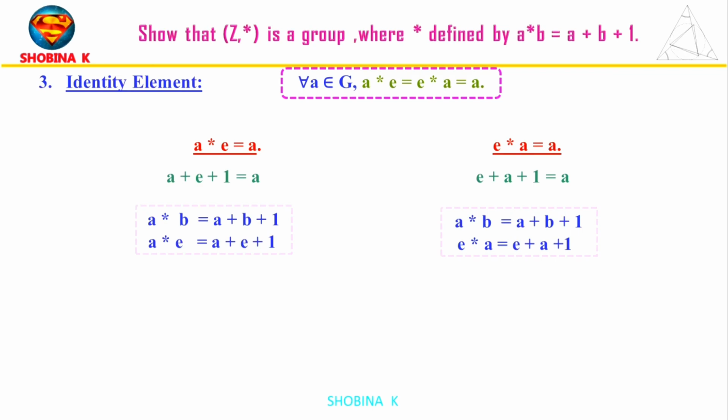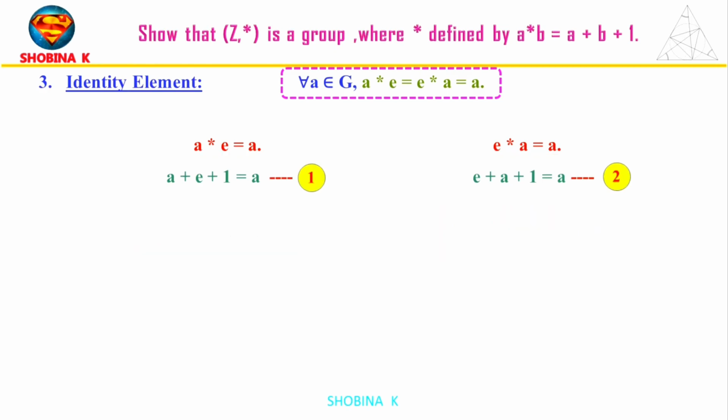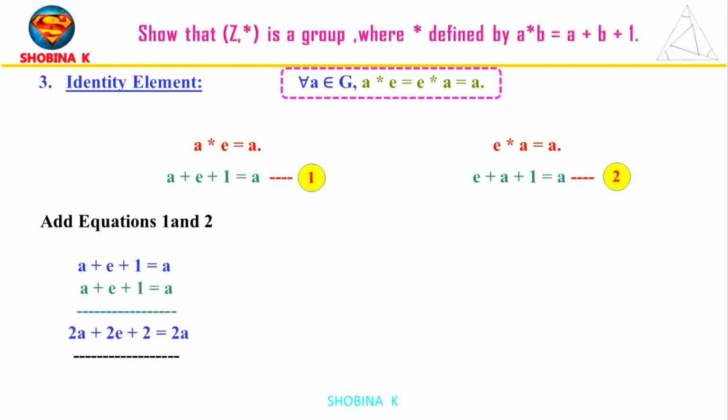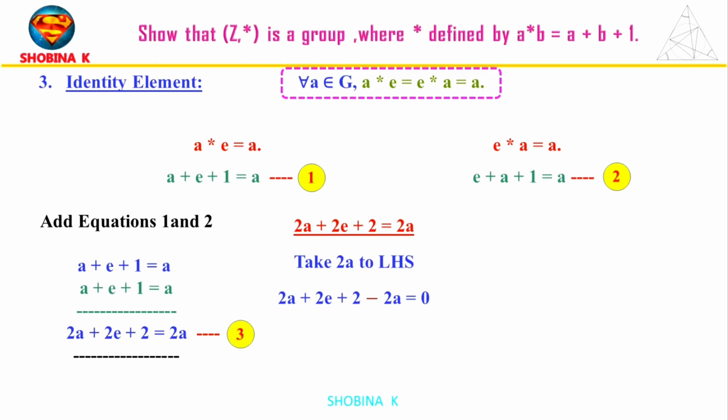On performing the operation on both equations, we get a + e + 1 = a as the first equation and e + a + 1 = a as the second equation. Now add both the equations. From that we get 2a + 2e + 2 = 2a. Now bring 2a to the left hand side. So +2a becomes -2a. We can cancel +2a and -2a, after which we will have 2e + 2 = 0.